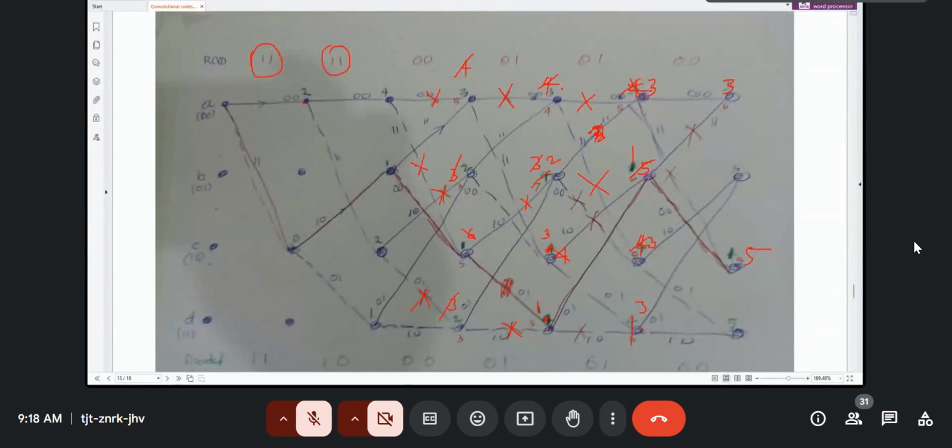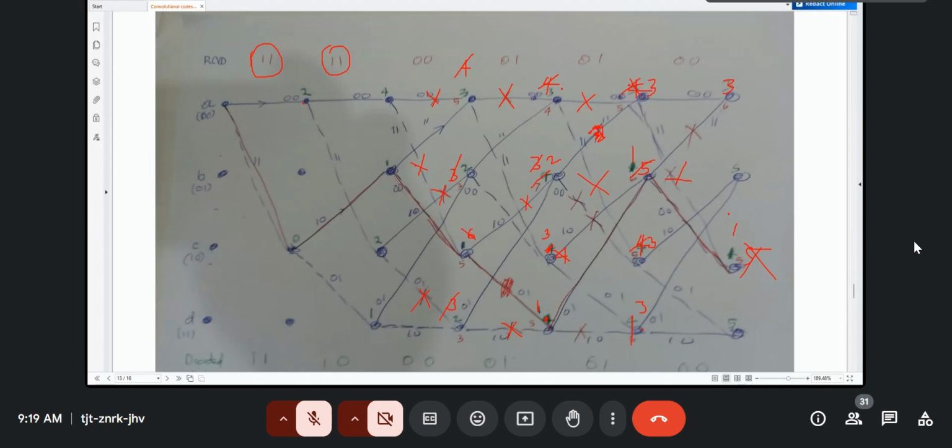Then this one, it will become 5, but this is 1, and this is 0, 0, 0, 0, so this is 1, and we remove that part. Let's remove that part.